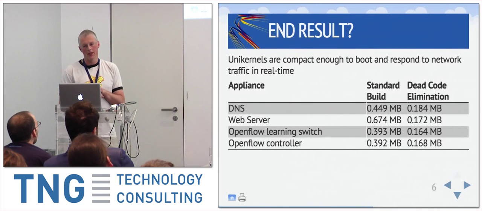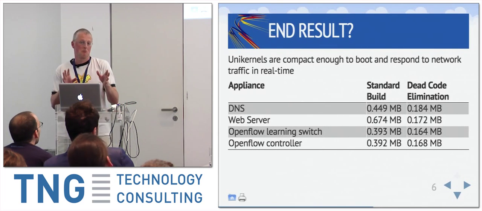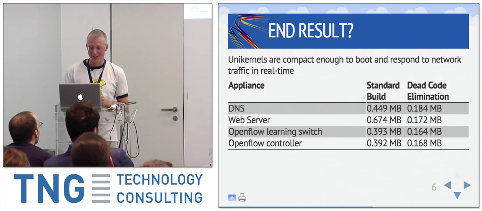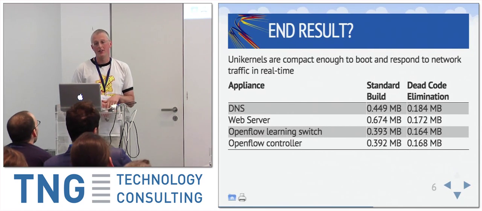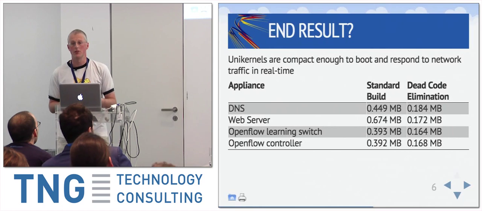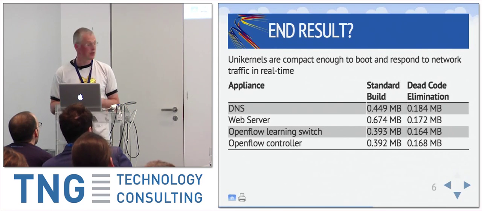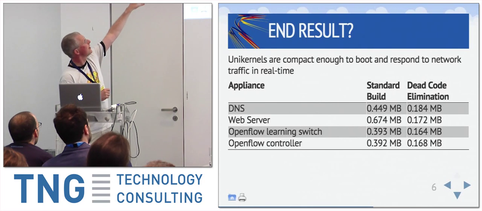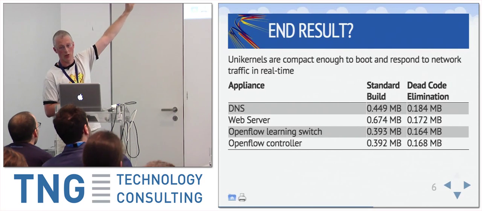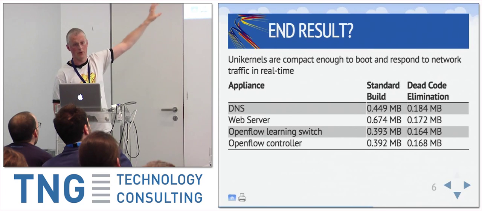So what's the end result? Basically, good, as you might expect. That's what you'd expect me to say, right? The appliances that you can build with this are pretty small. We're talking hundreds of kilobytes, maybe megabytes, rather than gigabytes for a full-featured image. These figures are a little old now, but we have a DNS server, a web server, an OpenFlow learning switch, and an OpenFlow controller as well.